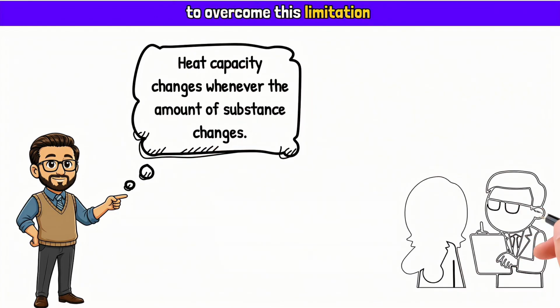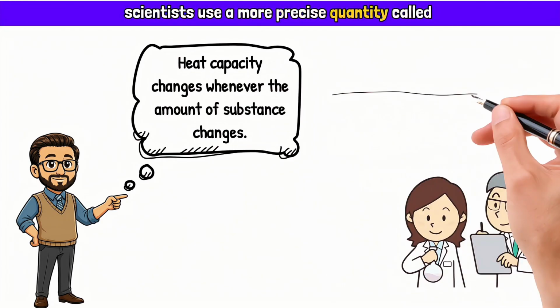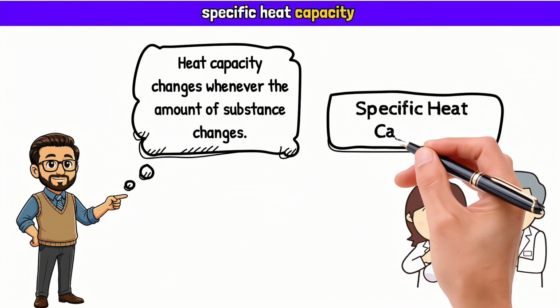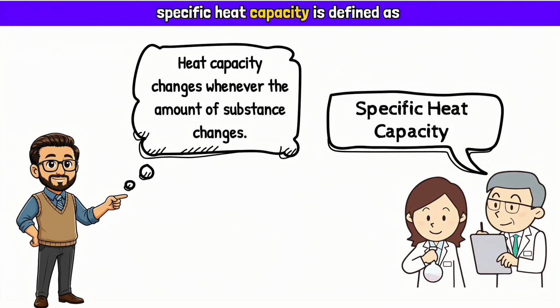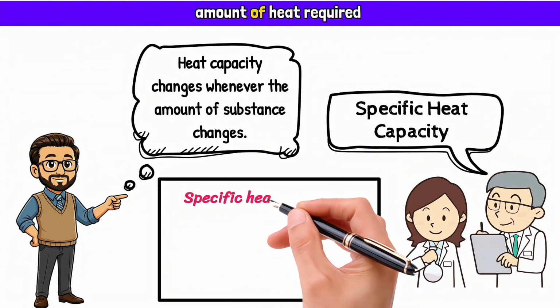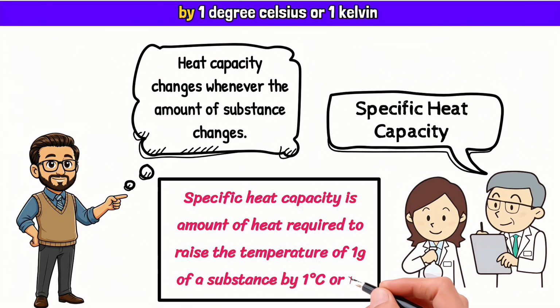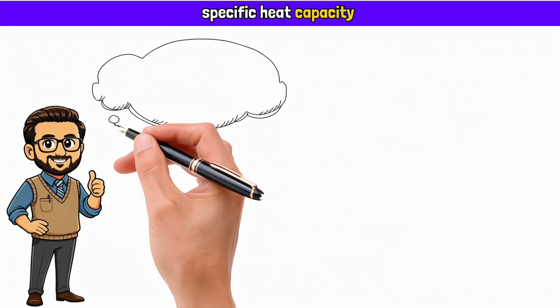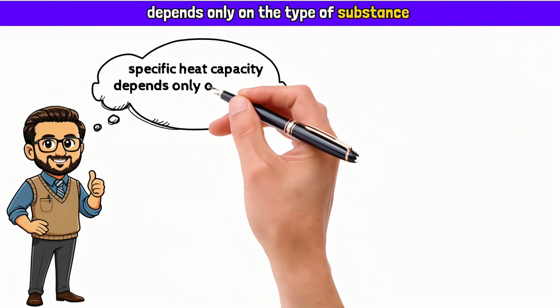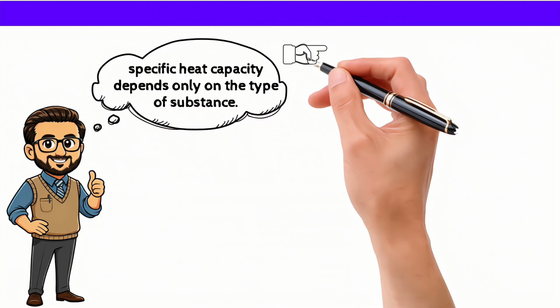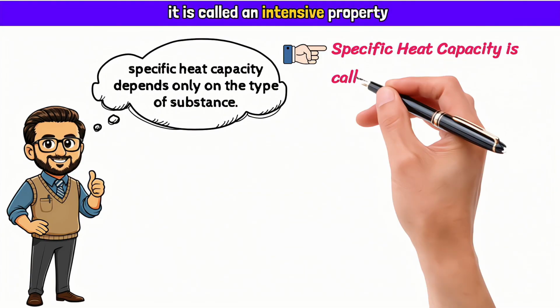To overcome this limitation, scientists use a more precise quantity called specific heat capacity. Specific heat capacity is defined as the amount of heat required to raise the temperature of 1 gram of a substance by 1 degree Celsius or 1 Kelvin. Specific heat capacity depends only on the type of substance, not on its amount. Because of this, it is called an intensive property.